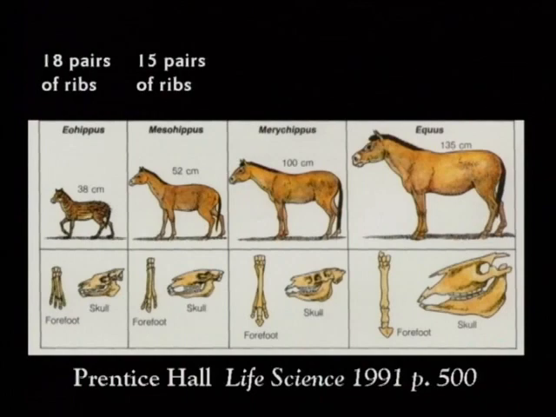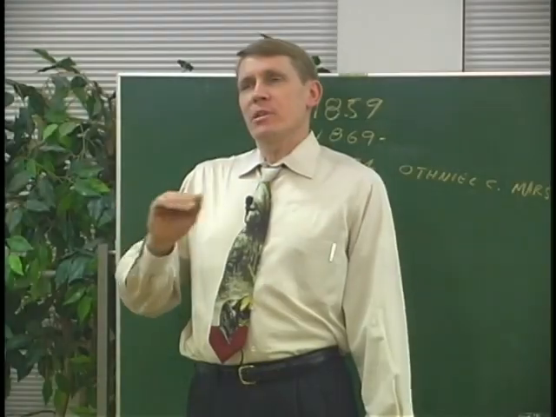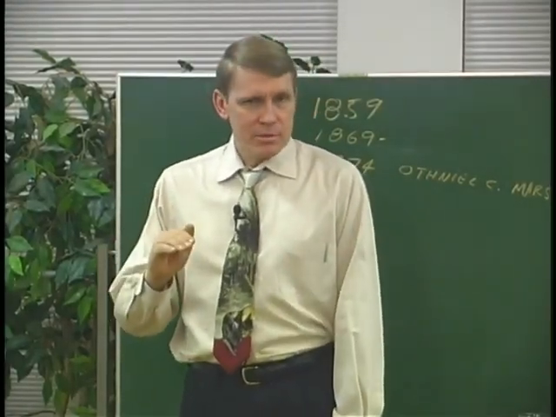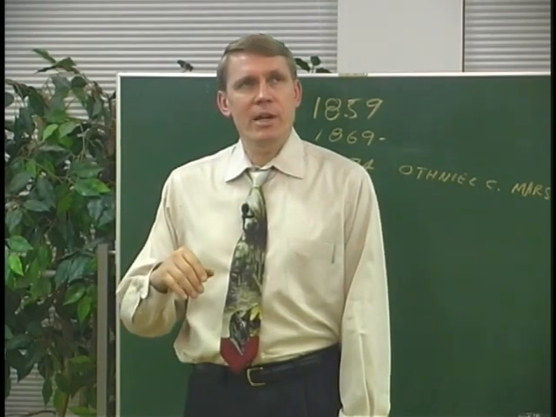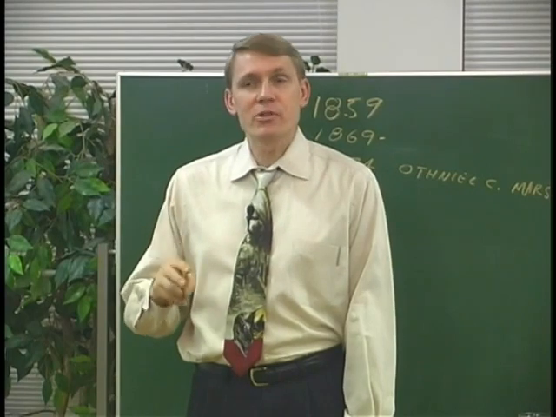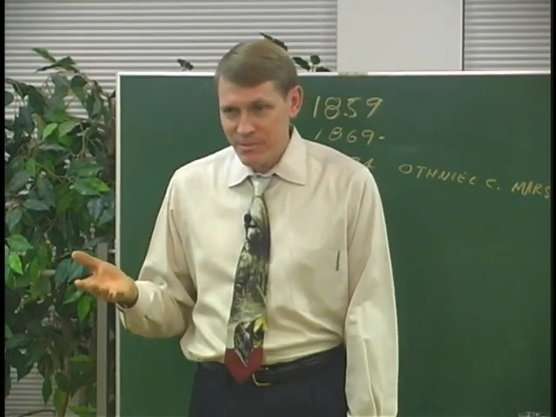Now, what would cause an animal to lose? See, when you lose a complete set of ribs, you also lose the backbone that they attach to. You'd have to change the nerve system. You have to change the muscular system. You have to change the blood, the circulatory system.